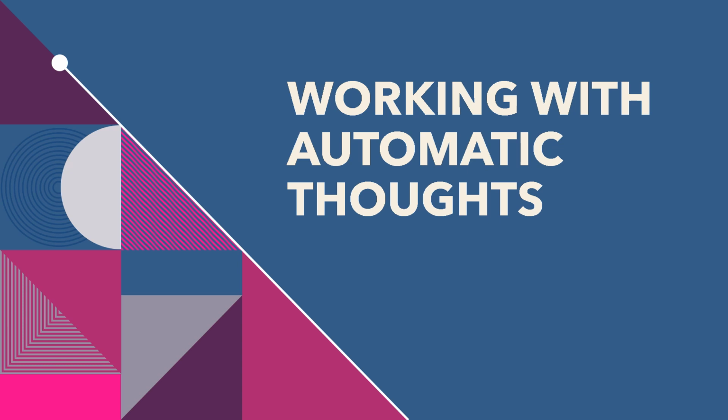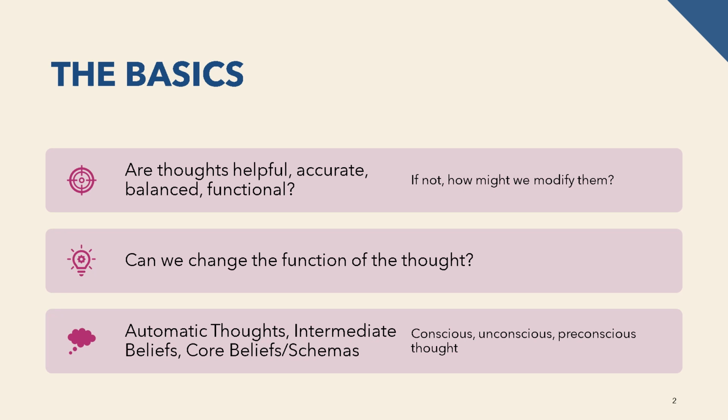In this lecture, we're going to be talking about working with automatic thoughts. So let's start with some of the basics. You'll see three basic questions that we'll ask ourselves when we're working with cognition. The first is, are our thoughts helpful, accurate, and more specifically, are our clients' thoughts helpful, accurate, balanced, or functional? These are not mutually exclusive categories, so we could see something that might be functional but not helpful, accurate but not balanced.